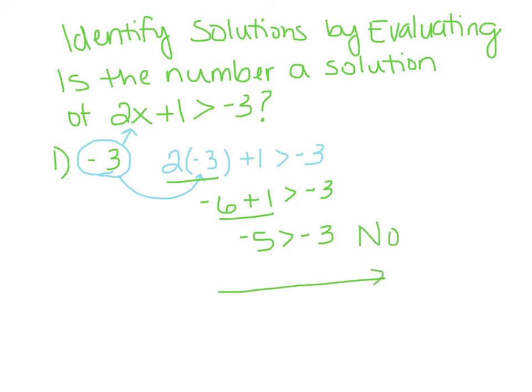Right? You can also look at the numbers on a number line. Negative 3 is here. Negative 5 is here. So negative 5 is clearly smaller than negative 3. Alright, let's look at another example.